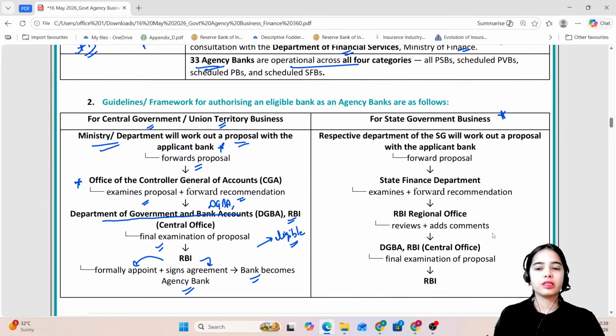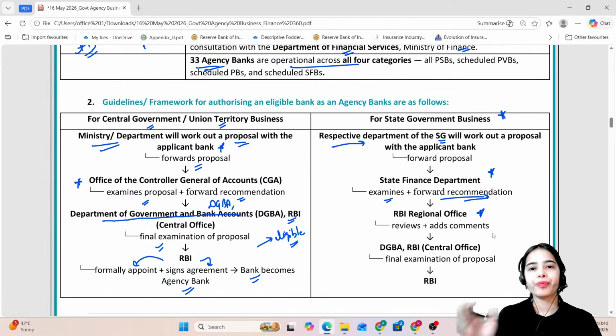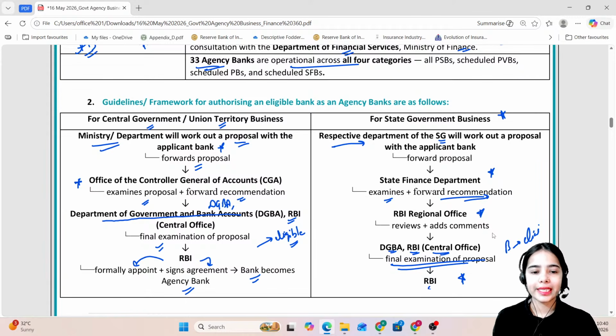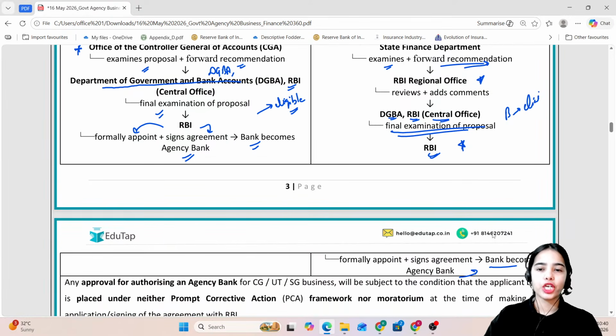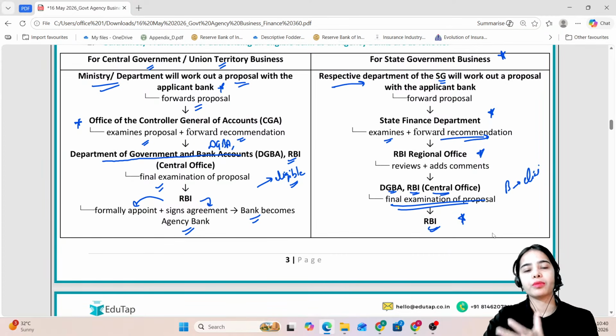For the state government business, the same flow goes, but there are certain changes. First of all, the respective department of the state government will work out a proposal with the applicant bank, and this proposal is forwarded to the State Finance Department, which will examine and forward its recommendation to the RBI regional office, which will review and add comments. At last, the Department of Government and Bank Accounts in the RBI central office will finally examine the proposal, and if the RBI finds the bank to be eligible, it will formally sign the agreement with the bank, and the bank becomes the agency bank. So this is the process through which a bank can become the agency bank.